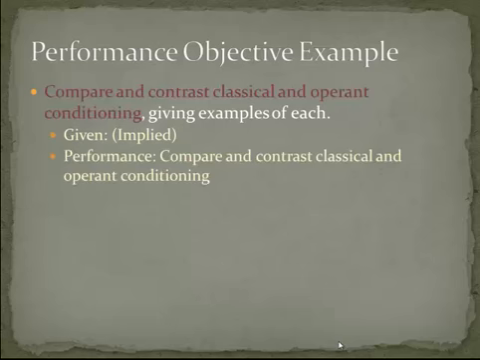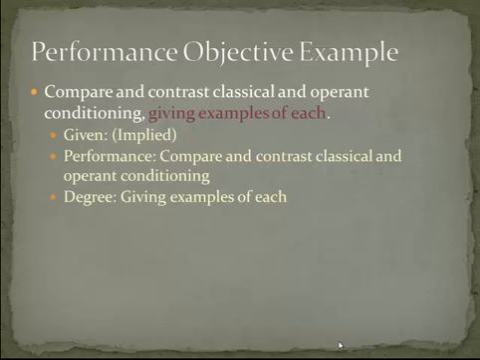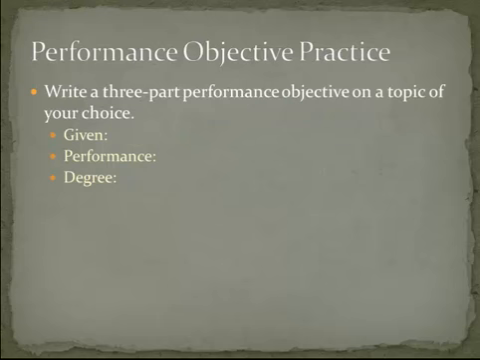In this case, the performance is compare and contrast, again, 2 verbs, but related verbs, classical and operant conditioning. It's not enough just to compare them, which is to identify their similarities. I also have to contrast them, identify their differences. And the degree is giving examples of each, so that comparison and contrast must include examples. If it doesn't include examples, they have not met the level of performance expected.